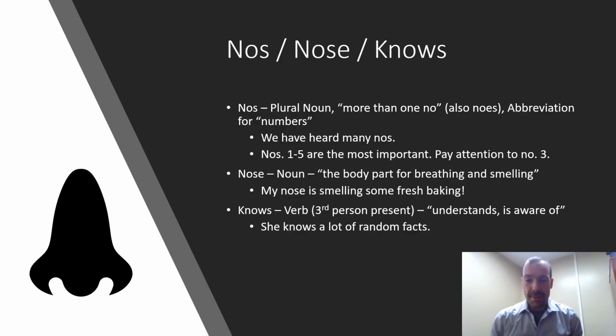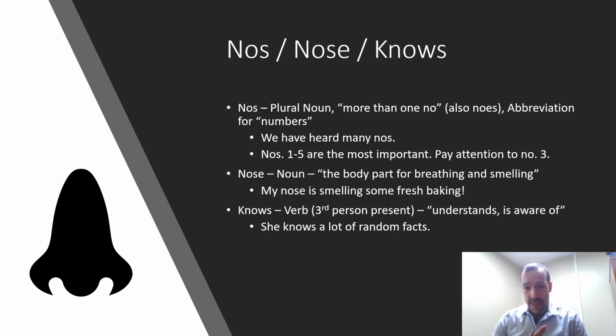Nose, nose, and nose. There are three different versions of this word. N-O-S is not very common, but that is actually the correct plural of the word no. You don't use this a lot, but you might hear it in a sentence like this. We have heard many no's, yeses and no's. There's also an alternate spelling. You can spell it N-O-E-S.